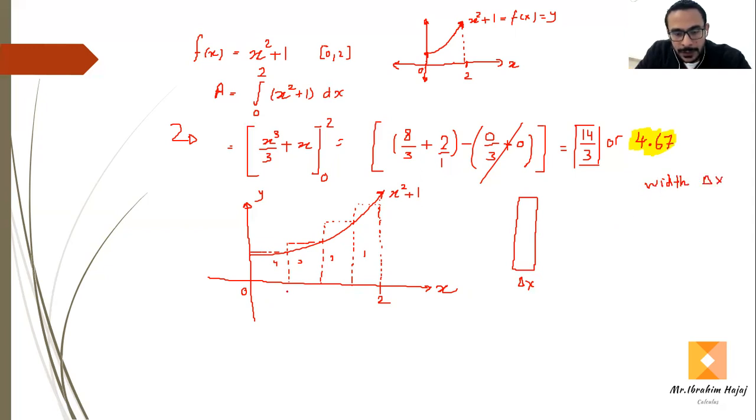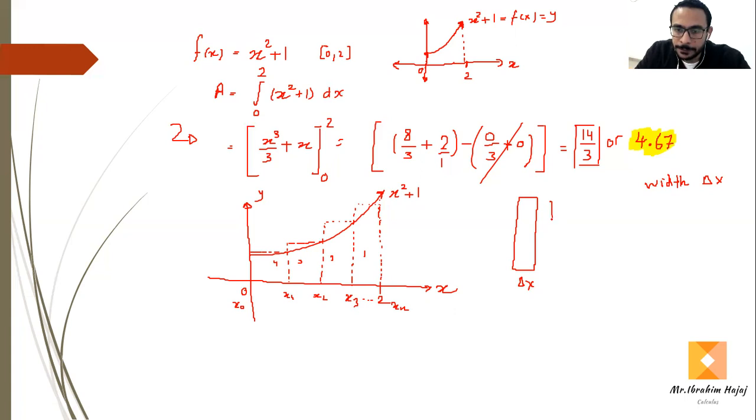Say, for example, x0 is here, then x1, and then here x2, and so on, x3 and so on, till xn. So we can say that delta x here is the width of the rectangle. And sure, what's the height?